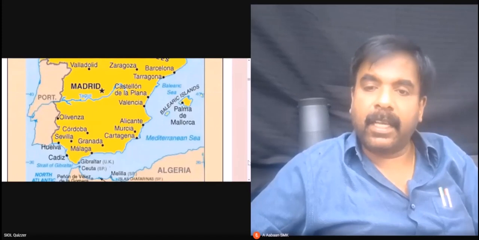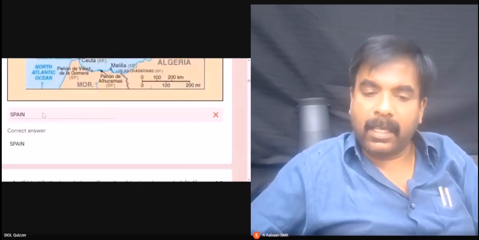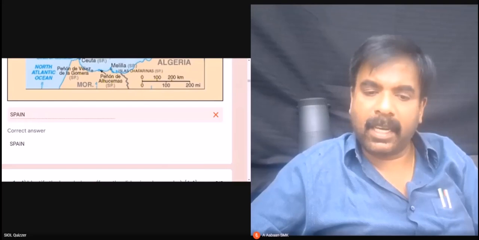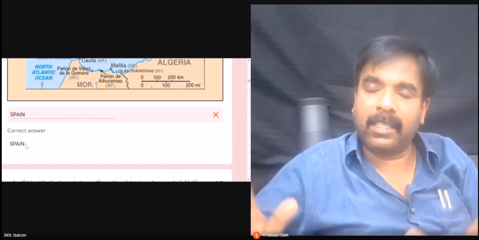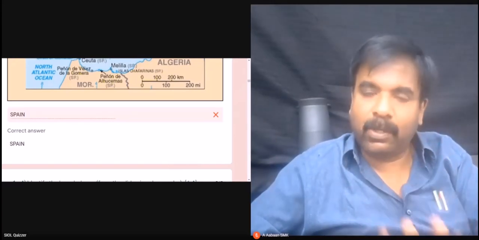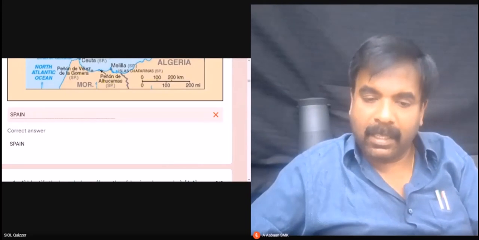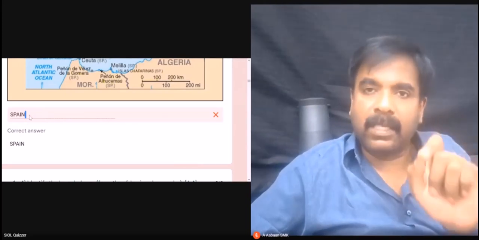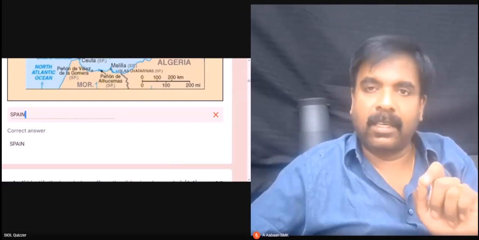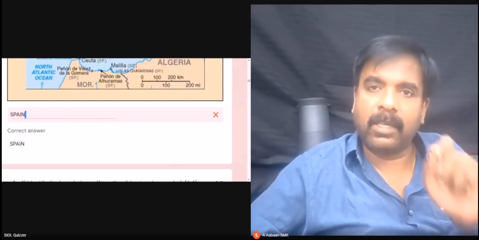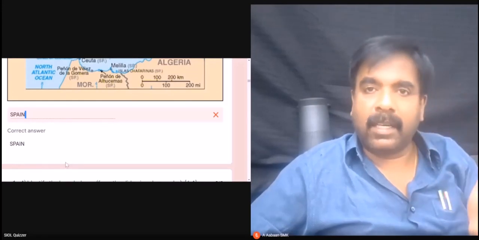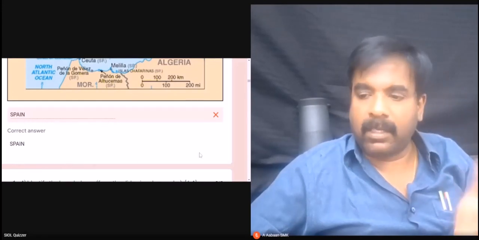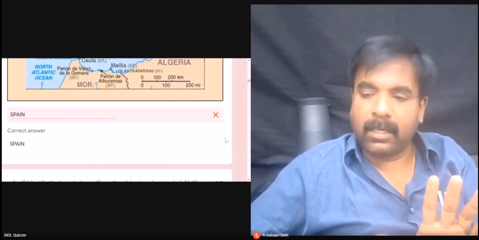And then identify the country in yellow. The country in yellow is Spain. I think I gave a space here, isn't it? I remember giving a space for this question only. Yeah, I have given the space, but Google has not recognized that space. That is not any good news for you, but still, don't do such extra silly things, because I have seen another student suffer because of a space like this. One time it is recognizing, another time it is not recognizing. So better take no risk.